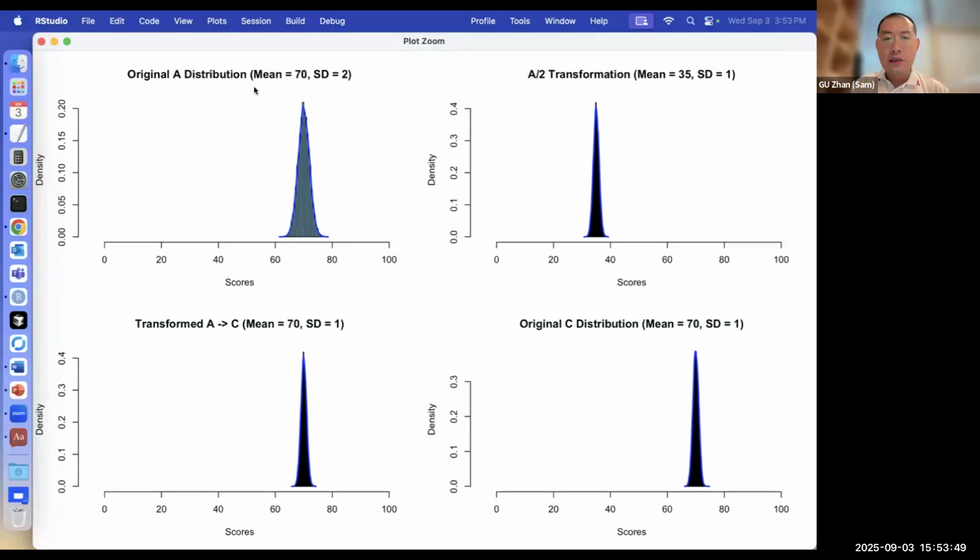Now, the original A distribution has mean 70, standard deviation 2. The original C distribution has mean 70, standard deviation 1. So what we're doing here is first we divide A by 2. So alpha equals 1 over 2, which is 0.5. When we have alpha 0.5, your standard deviation is going to be reduced by half.